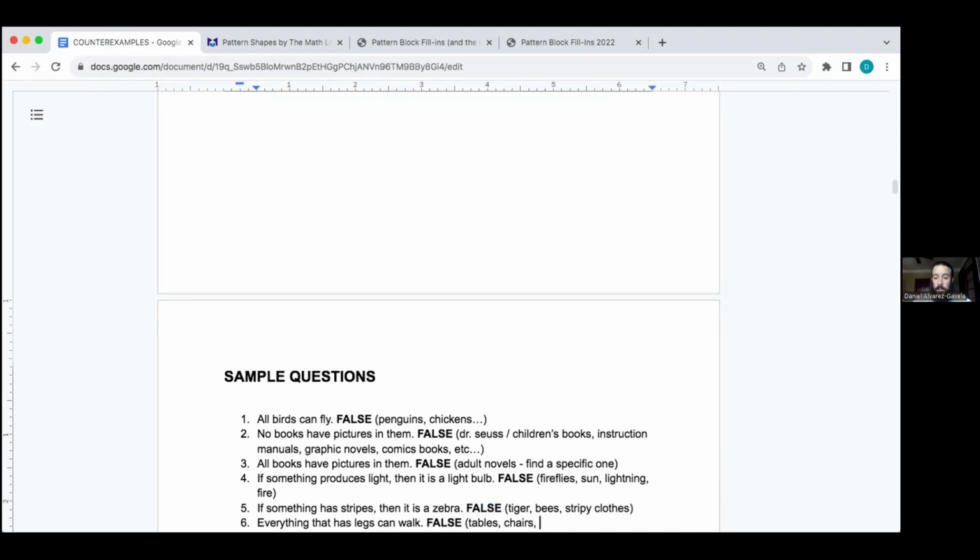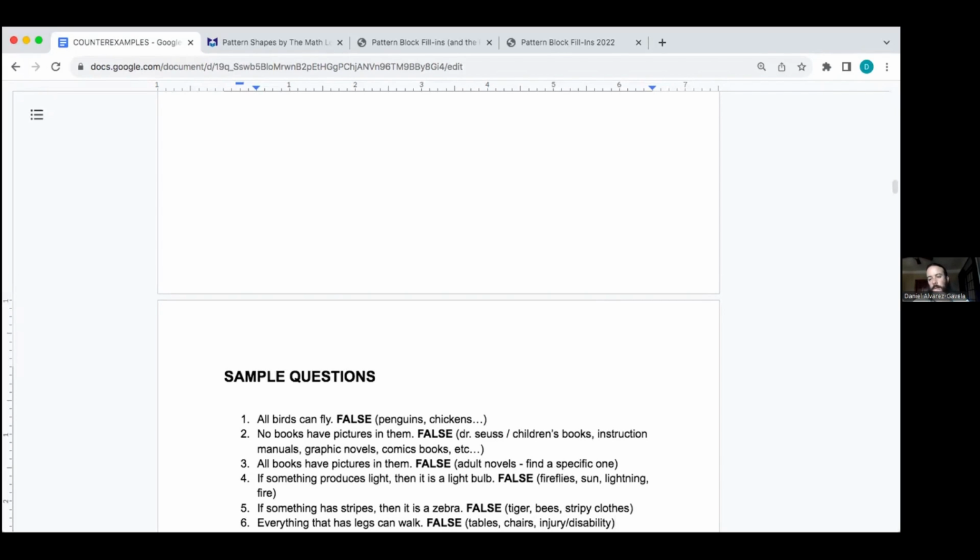Indeed, someone that's disabled, some disabled people might have legs but cannot walk, or injury. So injury, disability. These are all examples.